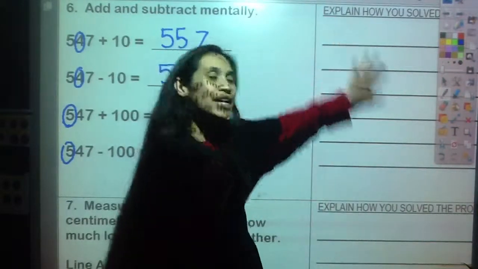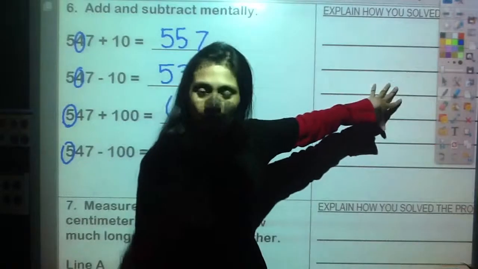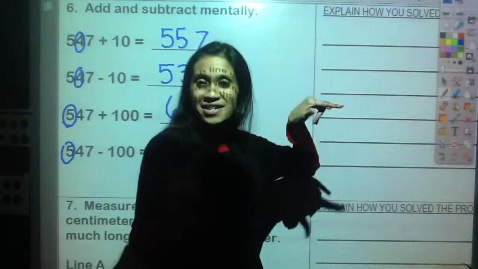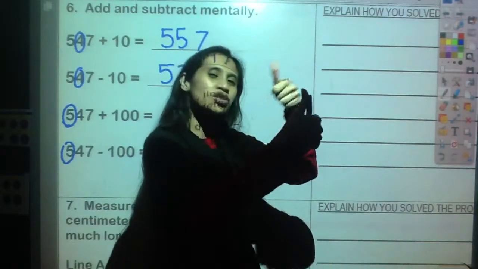Now, go ahead and write down your explanation. That means how you solve the problem so you can get that done. And give me a thumbs up as soon as you're done with that.